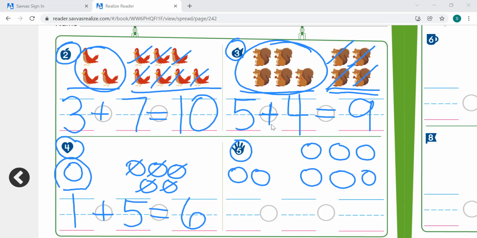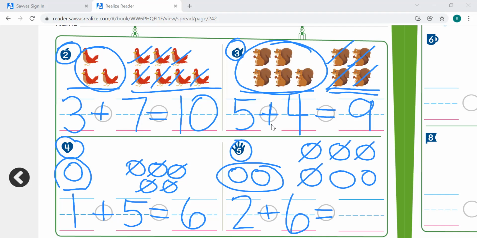All right, let's write our equation. 2 turtles, and then we are going to add 6 more equals, let's count it. We have 2, 3, 4, 5, 6, 7, 8. We have 8 turtles in all. 2 plus 6 equals 8.